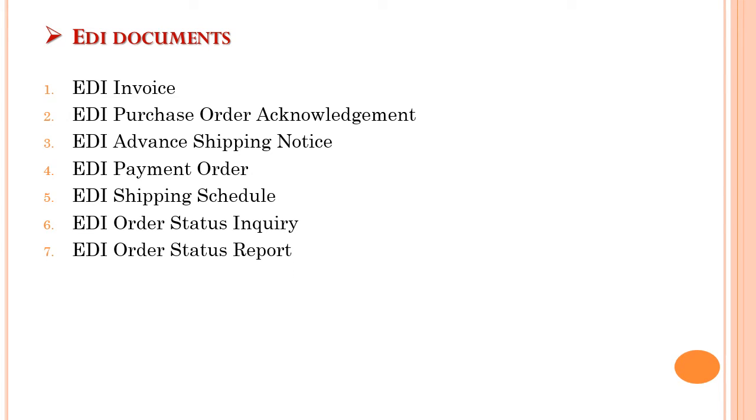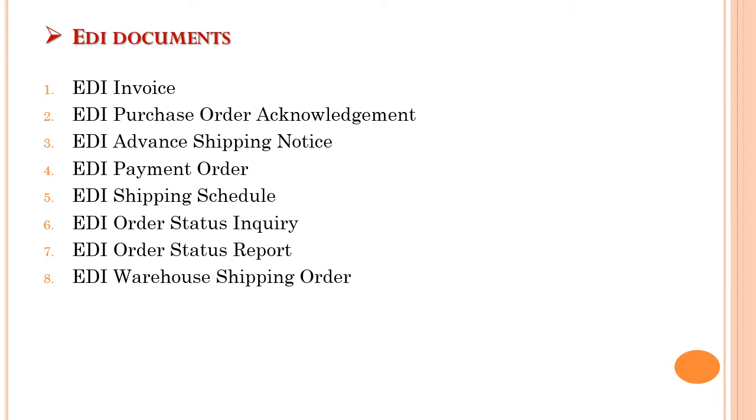Next is EDI order status report. An order status report is the responding EDI transaction to an order status inquiry, providing the information requested. This EDI document can also confirm the completion of an order or the completion of a portion of the order and might include updated shipping information as well.